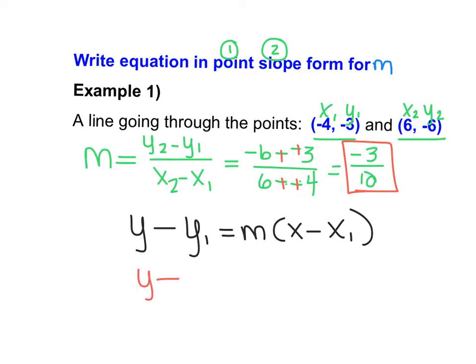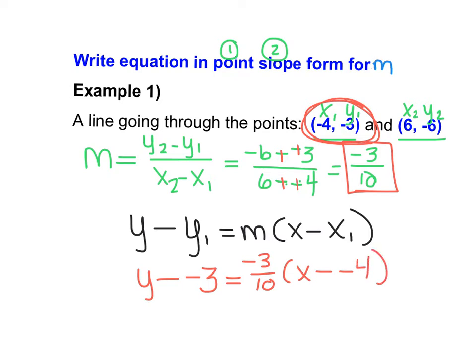Now in order to do this we need to pick a point, and I just like to pick this first point here. So we have y minus our y coordinate of negative 3 is equal to our m value of negative 3 over 10, in parentheses x minus our x coordinate of negative 4. Then from here we're just going to simplify this a little bit using keep, change, change, keep, change, change. So this becomes y plus 3 is equal to negative 3 over 10, parentheses x plus 4.